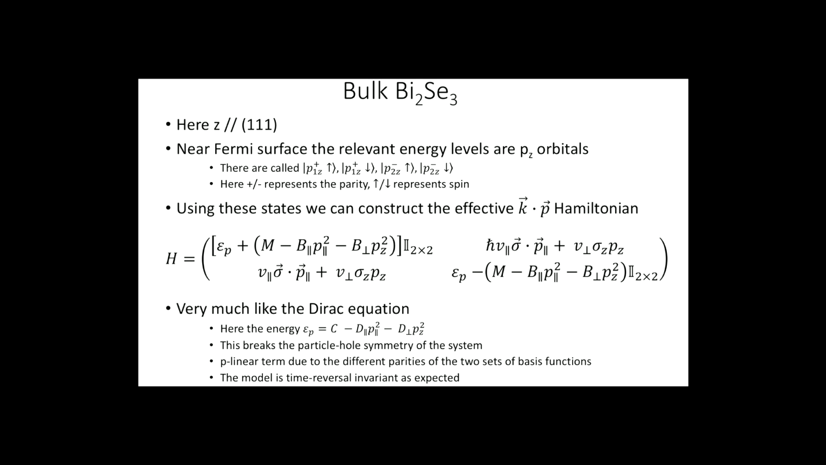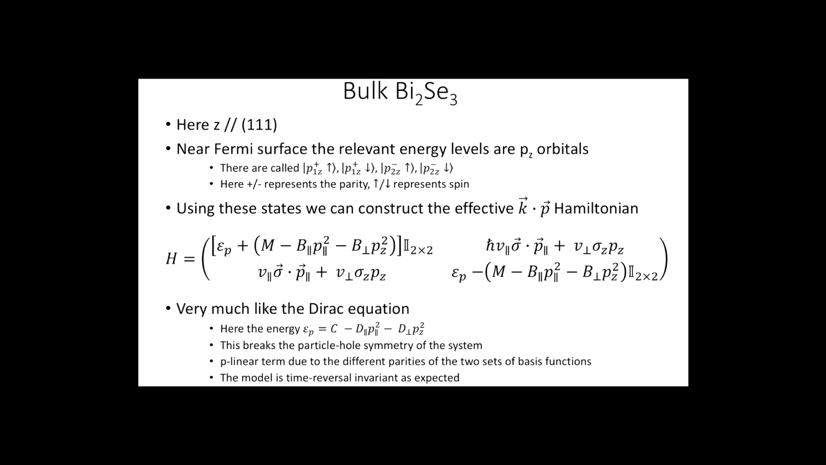The reason there is a p-linear term is because if we look at the basis functions, we see that the bismuth orbitals are even under parity, the selenium orbitals are odd under parity. So because of this even-odd alternation, we are allowed to have p-linear terms in the band structure in very much the same way that we were allowed to have linear terms in the Rashba Hamiltonian when we broke inversion symmetry.